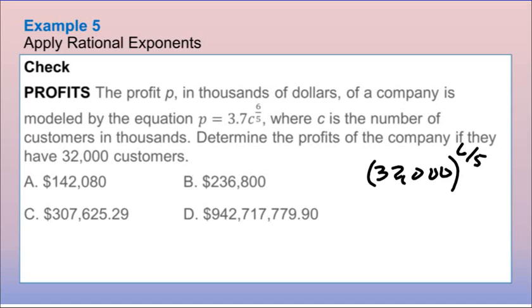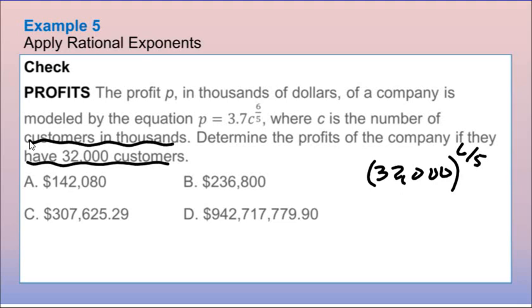So normally if you put 32,000 in there, you're going to get the letter D as your answer. But remember, they're saying the customers are in thousands. So they're telling us that the customers, we're not going to put 32,000 in there. Because that's representing the thousands, we're going to actually put 32.